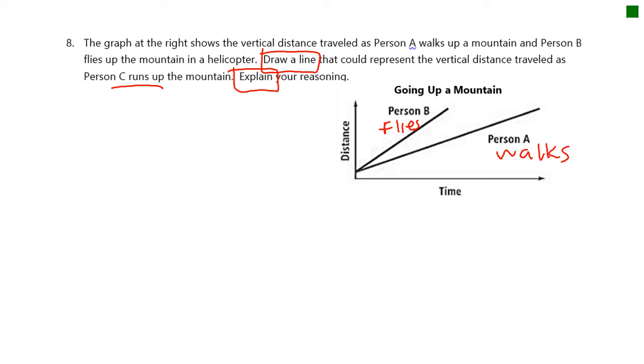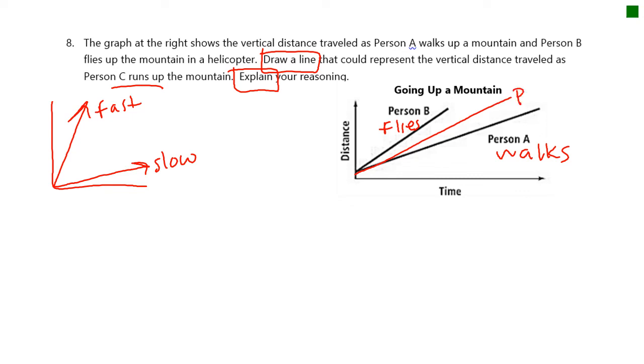Well, this one I had mentioned in KC3 that if your line is steeper, that means this is going faster. If your line is a little bit lower, that means it's slow. So right now it makes sense that the line for person A is a little bit shorter than person B because flying is faster than walking. So where would I put person C if it runs? Well, it has to be in the middle. So this is going to be person C.